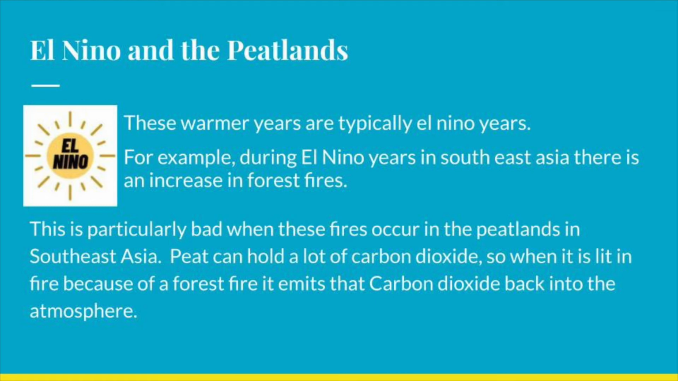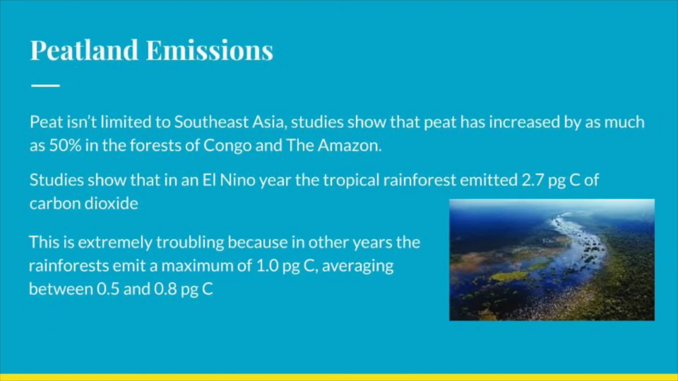For example, during these El Nino years in Southeast Asia, there's an increase in forest fires. This is particularly bad when these forest fires occur in the peatlands of Southeast Asia. Peat can hold a lot of carbon dioxide, so when it's lit on fire because of these forest fires, it then emits this carbon dioxide back into the atmosphere. But peat isn't limited to Southeast Asia. Studies show that peat has increased by as much as 50% in the forests of the Congo and in the forests of the Amazon. This is troubling because, as I previously mentioned, peat can hold a lot of carbon dioxide.